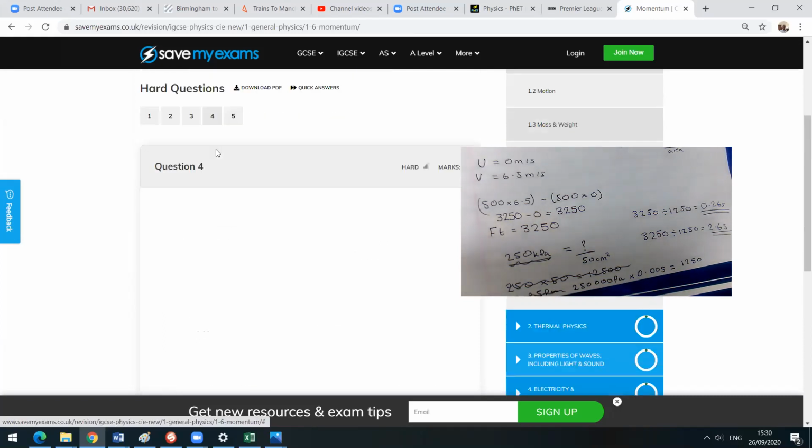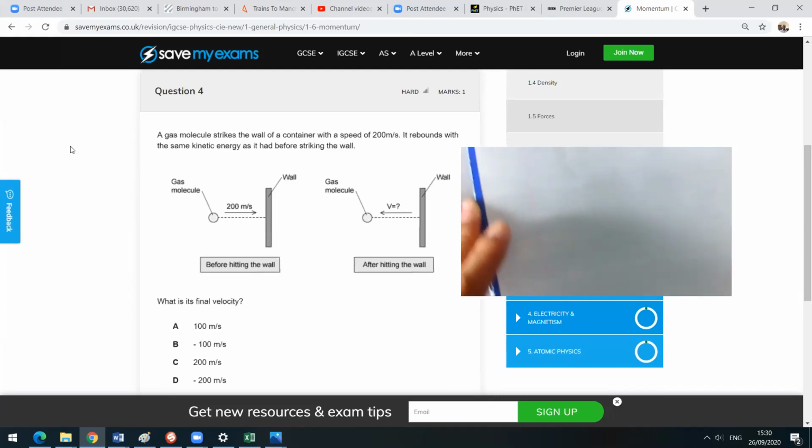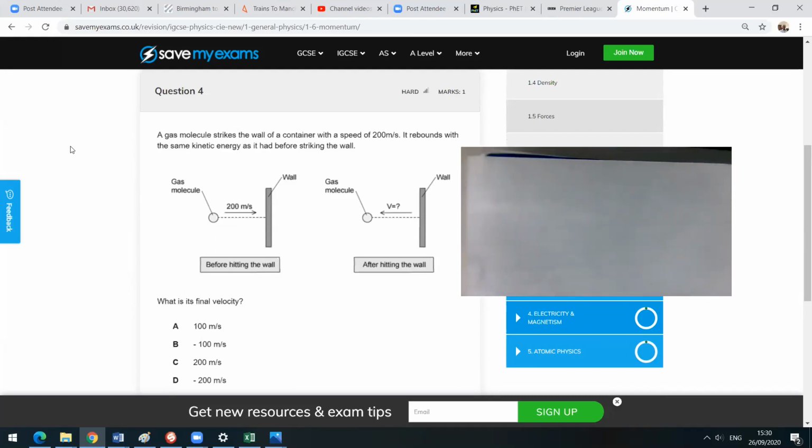Question four. Okay, so a gas molecule strikes.